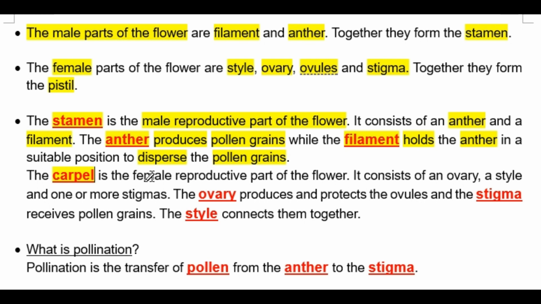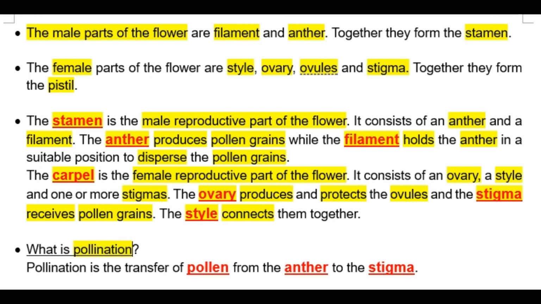The carpel is the female reproductive part of the flower. It consists of an ovary, a style, and 1 or more stigmas. The ovary produces and protects the ovules and the stigma receives pollen grains. The style connects them together.